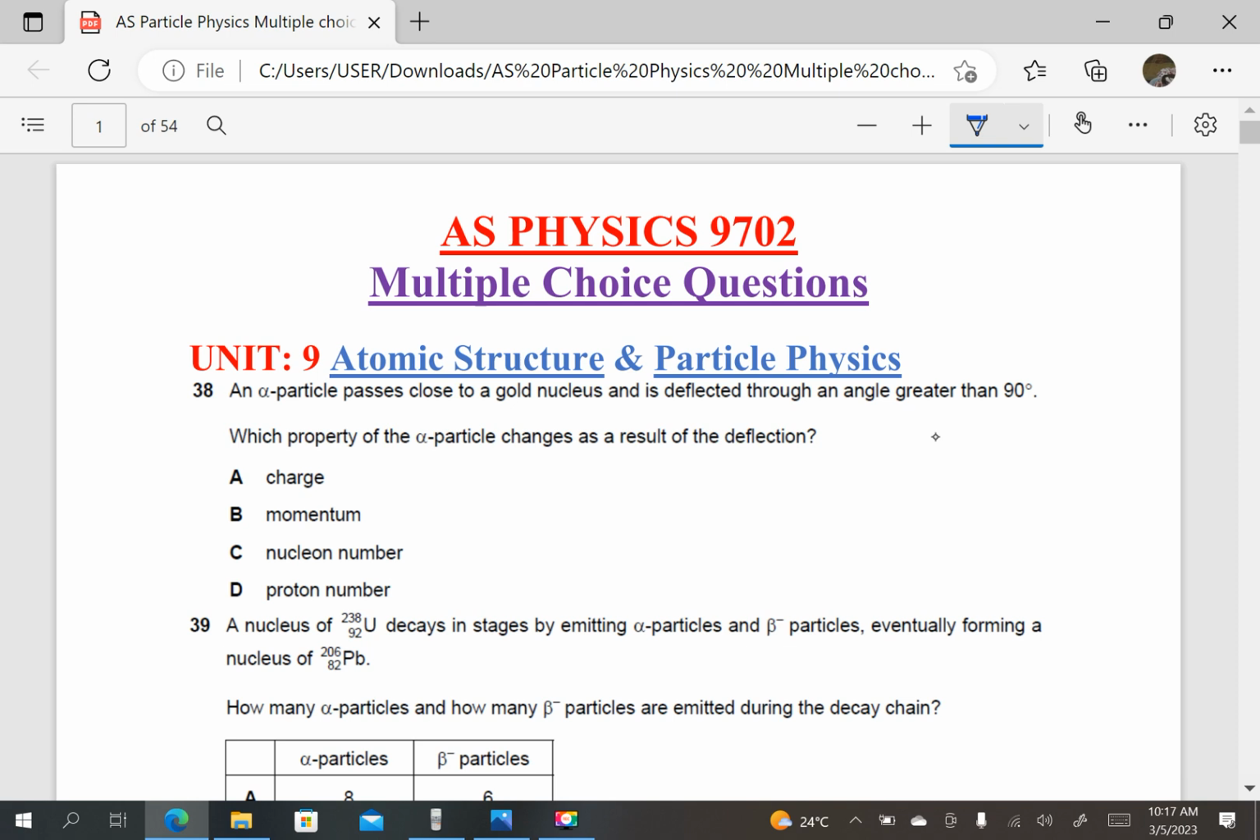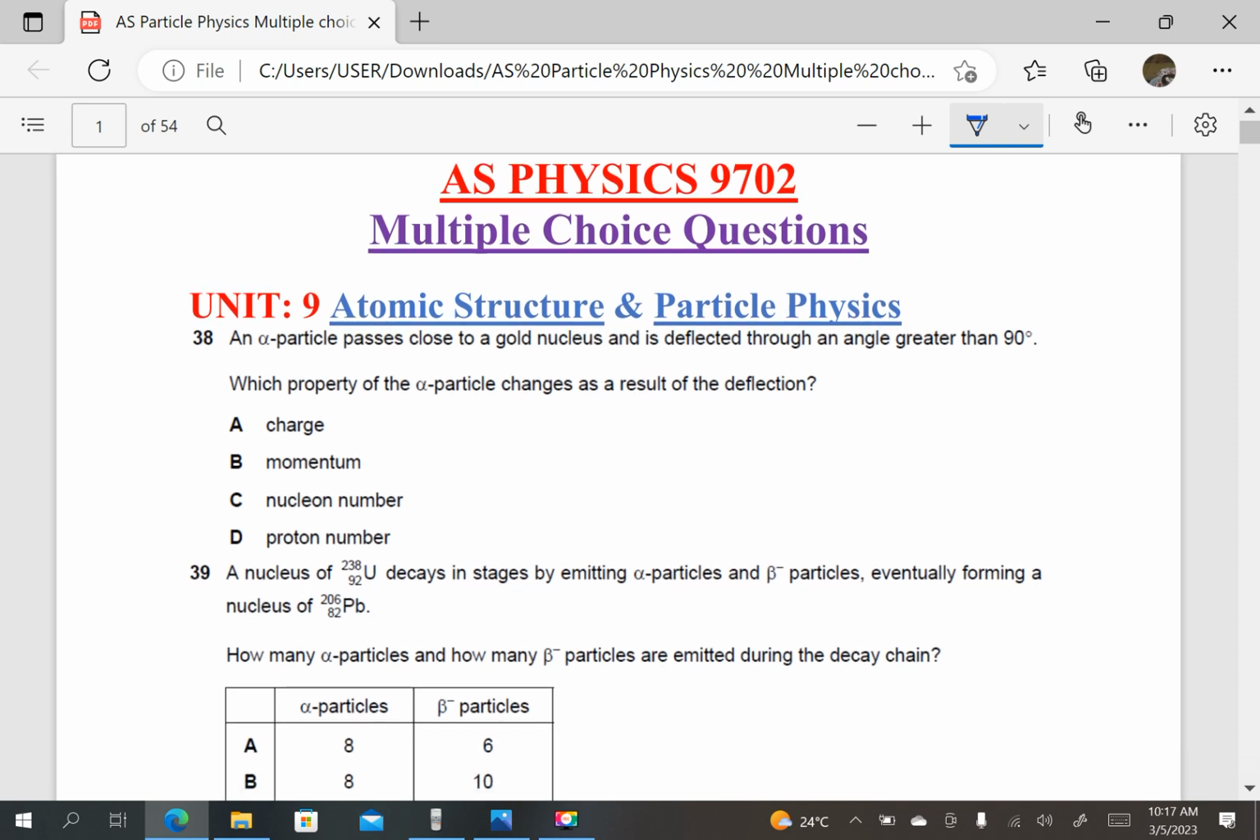Let's start. An alpha particle passes close to a gold nucleus and is deflected through an angle greater than 90 degrees. When we see angle greater than 90 degrees, the first thing to come into our minds is actually the second observation from Rutherford's alpha scattering experiment. Which property of the alpha particle changes as a result of the deflection?